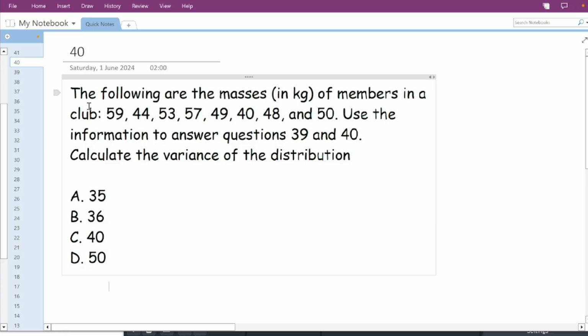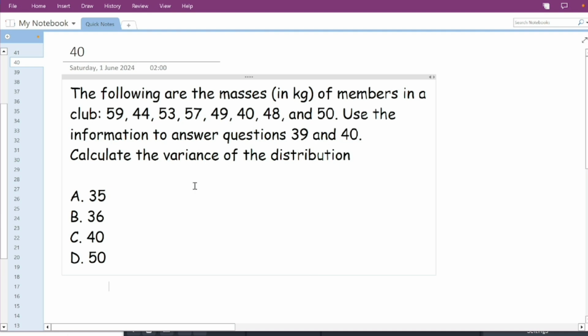Question 40. The following are the masses in kg of members in a club: 59, 44, 53, 57, 49, 40, 48 and 50. Use the information to answer questions 39 and 40. Calculate the variance of the distribution.